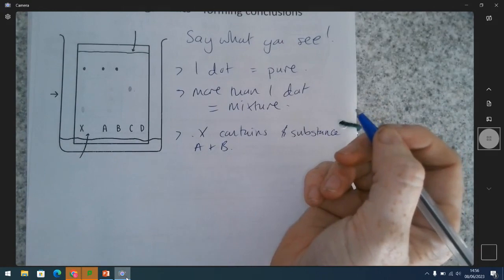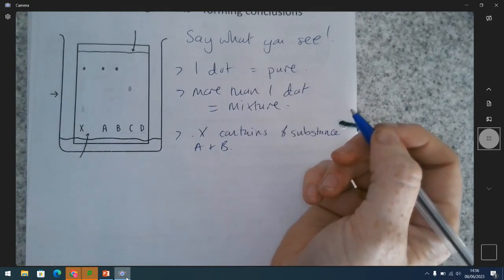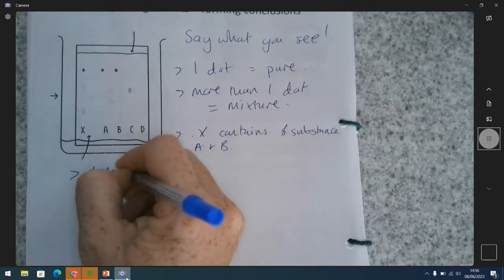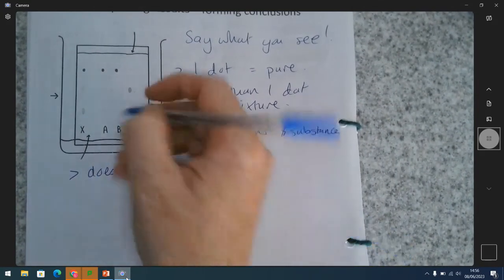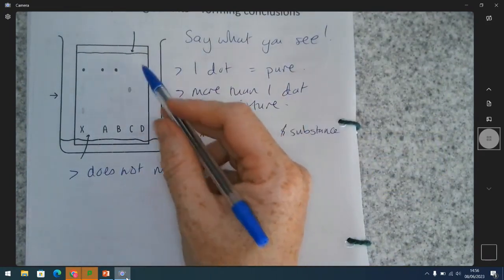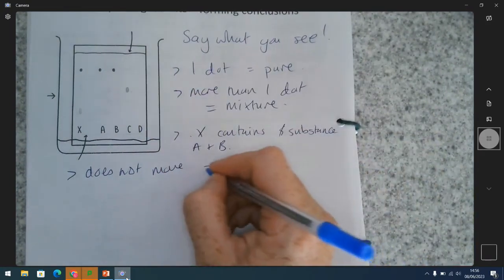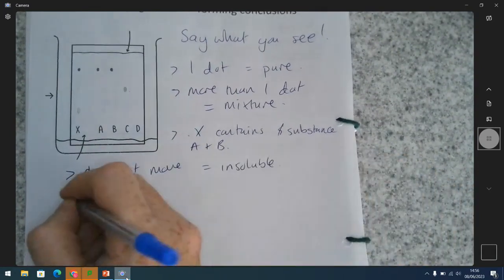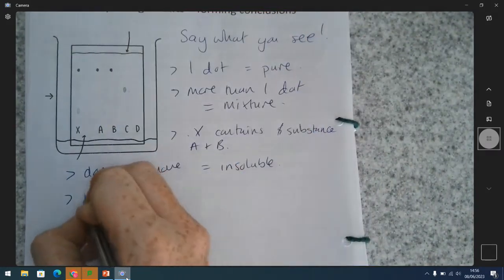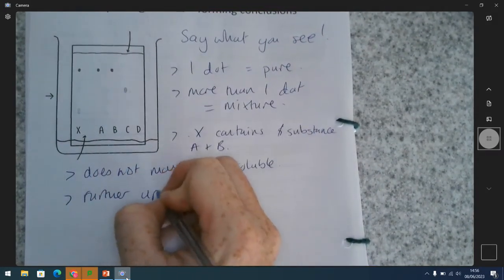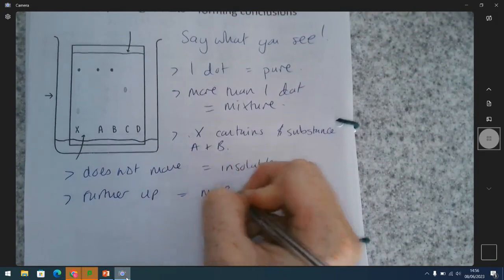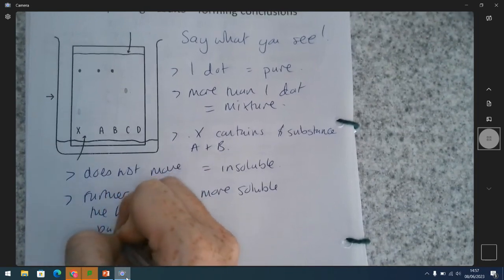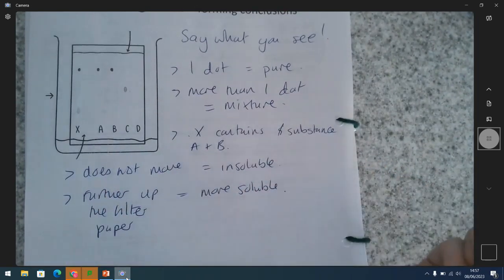Other types of things you might want to mention here. Essentially, if it doesn't move, if you don't form a dot, for example, so in D you can see I do not have a dot there at all, then that tells me the substance must be insoluble. Remember, the further up the substance goes, the more soluble it is. So further up the filter paper, the more soluble the substance would be.